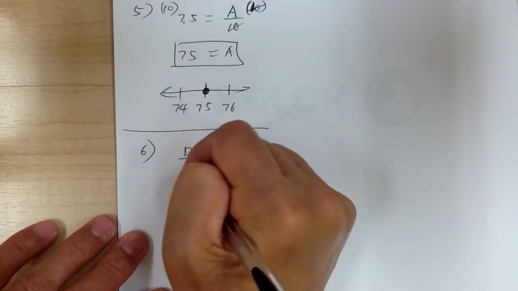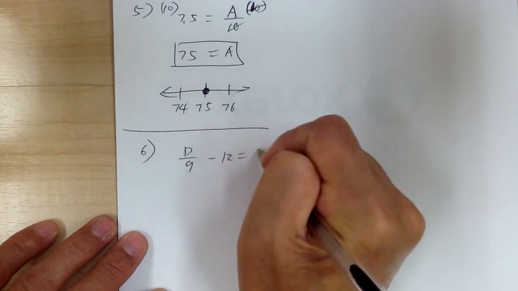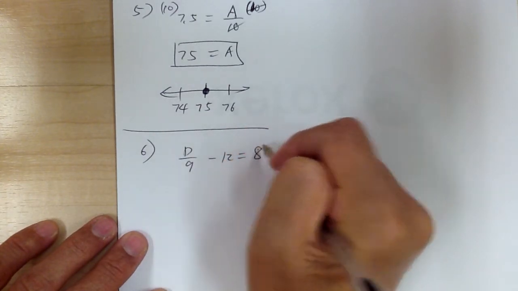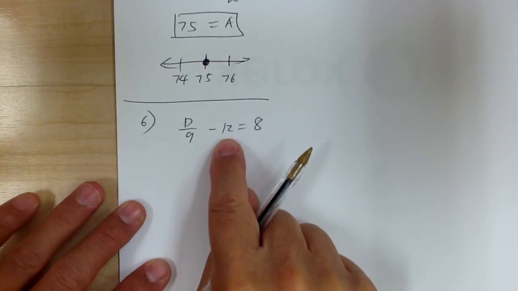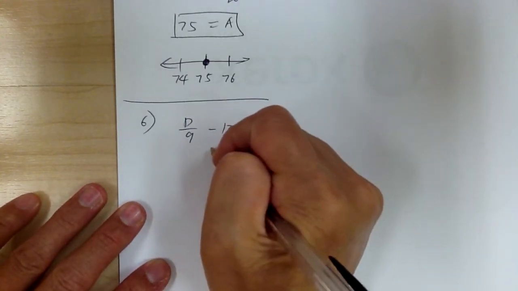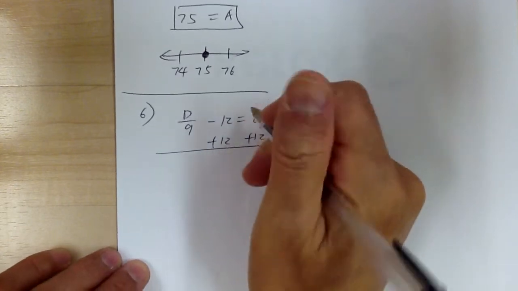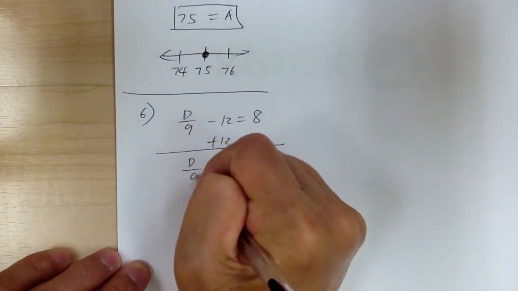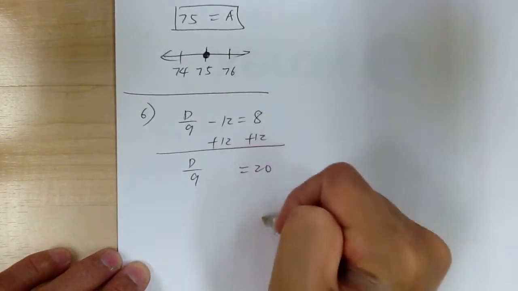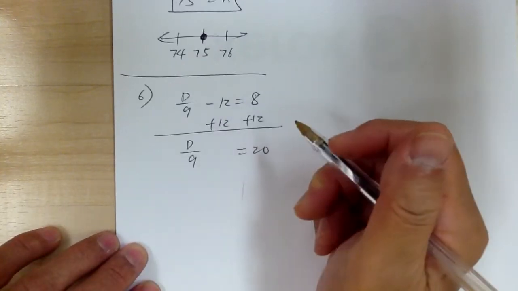You have d over 9 minus 12 is equal to 8. So first undo the minus 12. To undo minus 12, you have to plus 12. You can always write down what you're going to do and then do it, right? So you got d over 9 is equal to 20, and always go down, do everything, always go down.